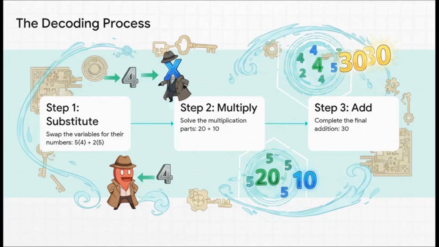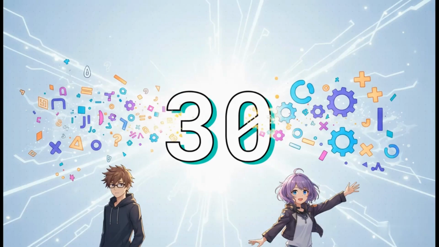So how do we decode this thing? It's actually really straightforward. First, we just swap in the values. The x becomes a 4, and the y becomes a 5. Next, we do the multiplication. So 5 times 4 is 20, and 2 times 5 is 10. The last step? Just some simple addition. And bam! 30. Message decoded. You've just solved your very first algebraic expression.